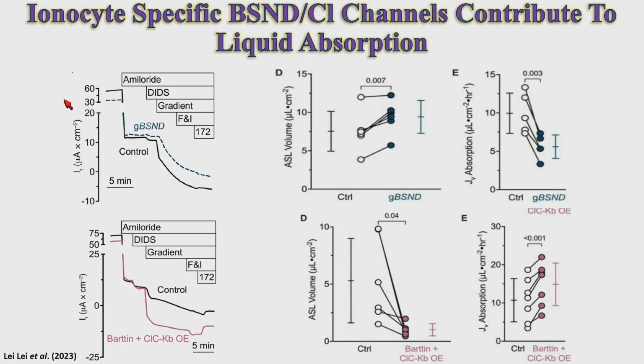In that paper that I was talking about previously, the authors also knocked out BSND with Cas9, and they overexpressed BSND and CLCKB. And they found that ionocyte-specific BSND and chloride channels contribute to liquid absorption.